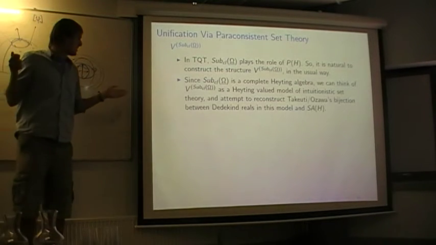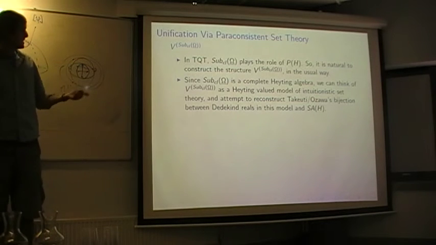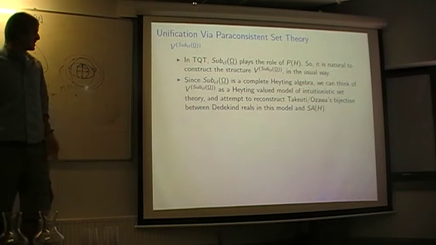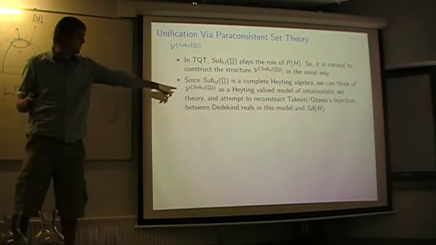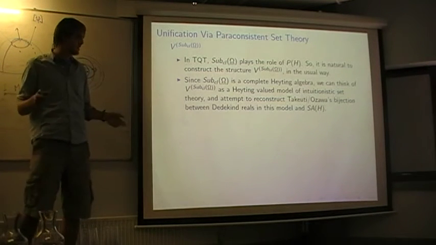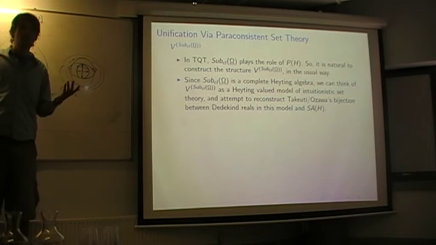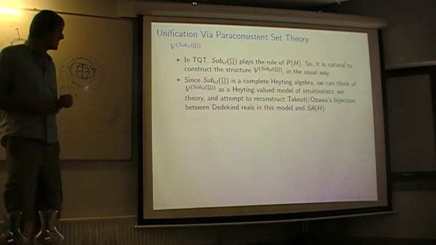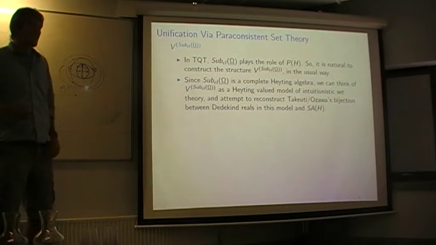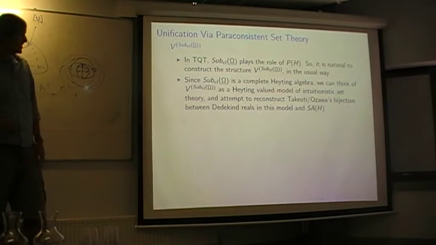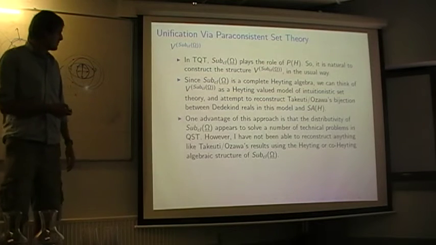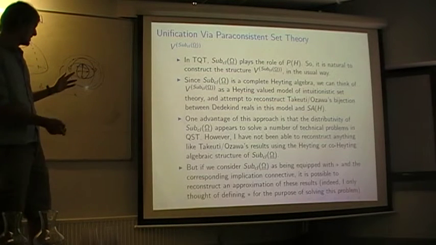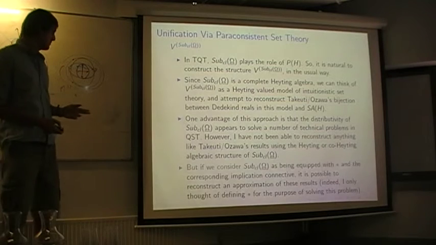So first off, you think, oh, this should be easier or somehow nicer because the clopens are distributive, a complete Heyting algebra, whatever. This is going to be a model of intuitionistic set theory. Lots of the problems will go away. It's going to be easier. So we can go ahead and try to reconstruct the Takeuchi-Ozawa proof. This is what I was trying to do for ages. But it doesn't work really.